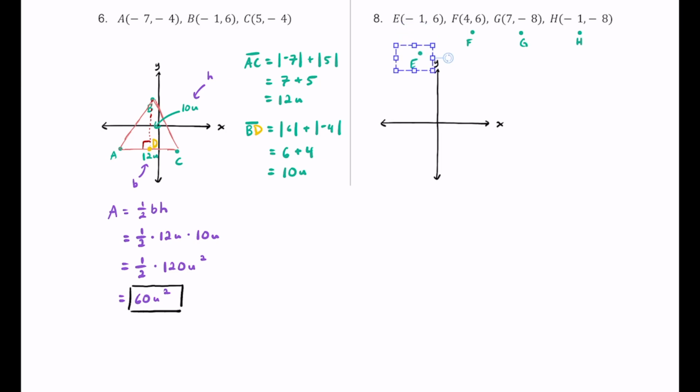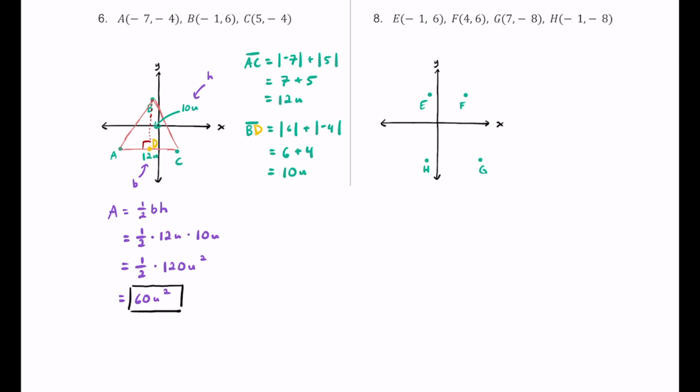Now plotting these on a coordinate plane, E is going to be 1 to the left and then 6 up, maybe somewhere like here. For F, we're going to go 4 units to the right and then 6 units up, so it's to the right of E. And then for G, let's go 7 units to the right, which is going to be somewhere over here maybe, and then 8 units down, so maybe over here. And then H looks like it's going to be 1 unit to the left and then 8 units down. So it's right next to G to the left of it, but also underneath E in quadrant 3.